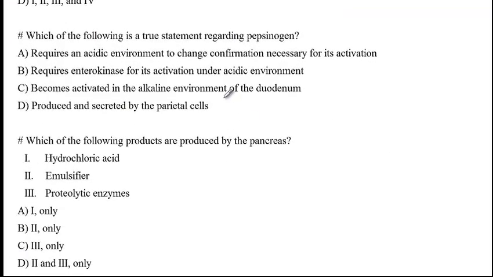Then the next question is, which of the following is a true statement regarding pepsinogen? It requires an acidic environment to change conformation necessary for its activation. That is correct. It requires enterokinase for its activation. No, enterokinase is required for activation of trypsinogen and chymotrypsinogen. All right. Now it becomes activated in the alkaline environment. No, that's not correct. And then produced and secreted by the parietal cells. Again, that's not correct. Which cells produce pepsinogen? Correct. Chief cells are producing pepsinogen.